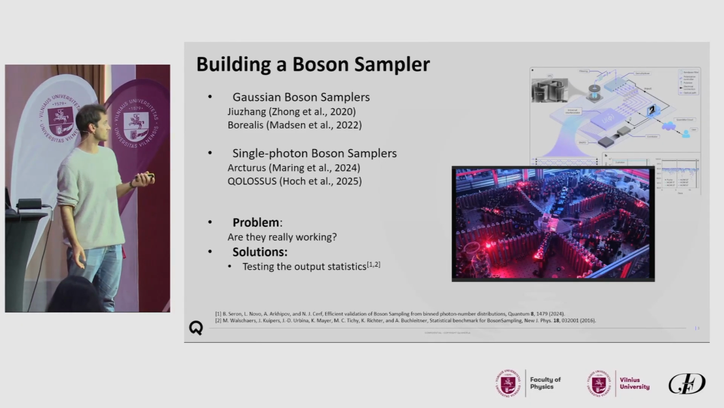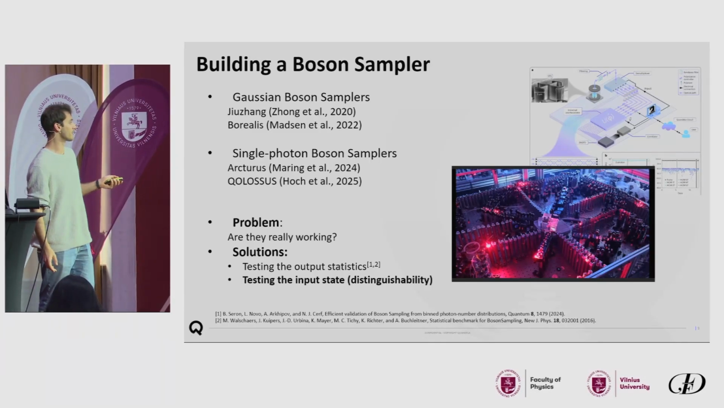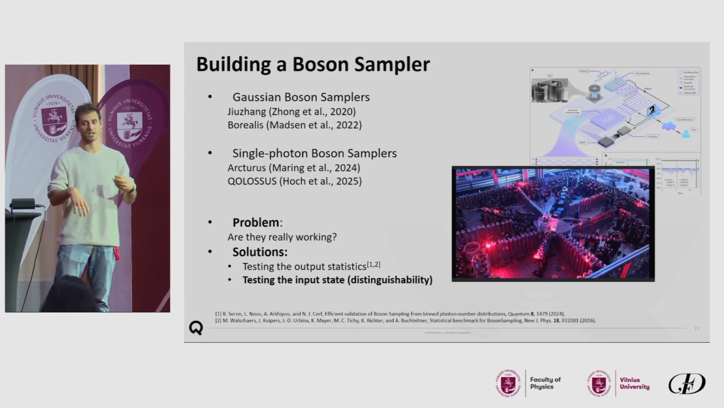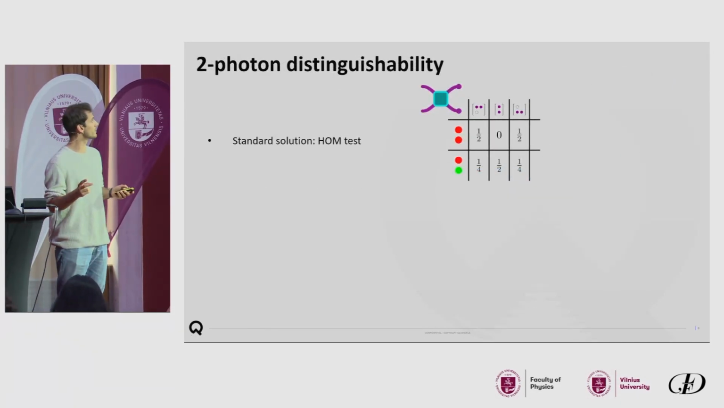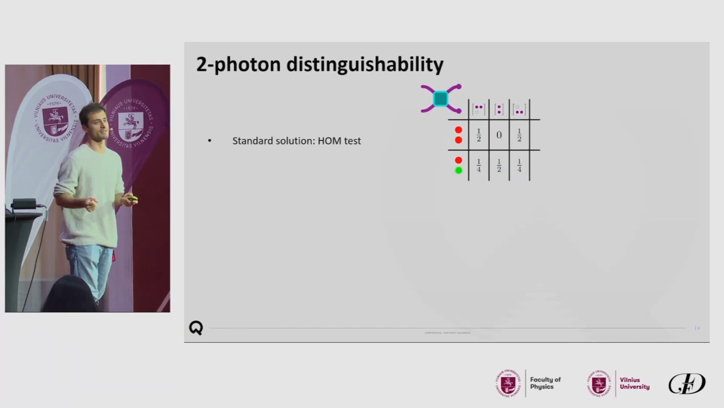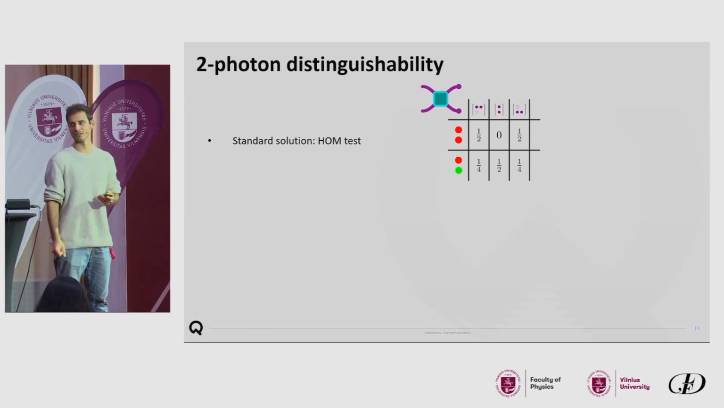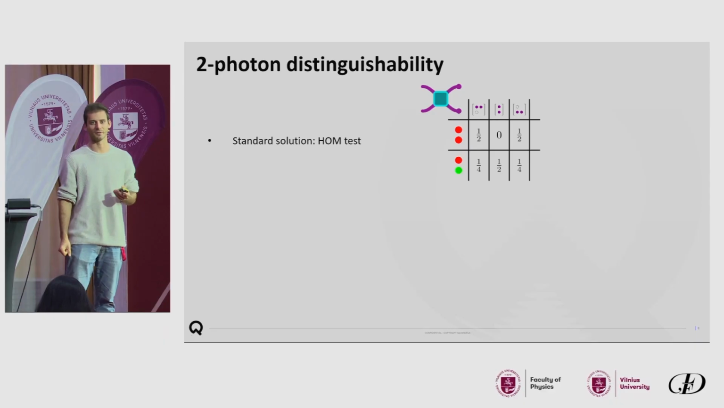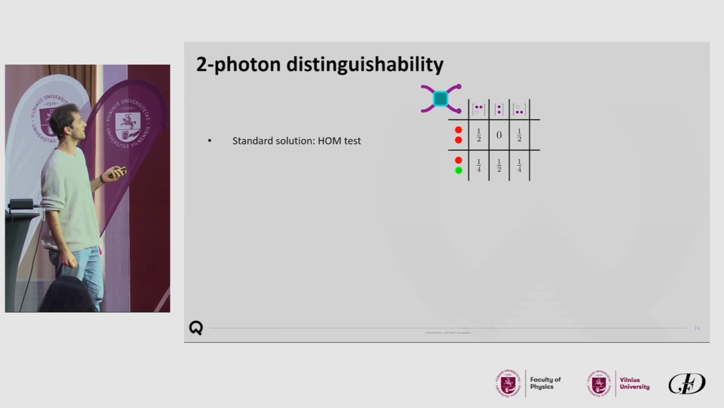There are a few ways to attack this problem, and what we'll be focusing on is a characterization of the interference behavior of the particles used in this kind of experiment. When only two photons are involved, the distinguishability problem has a very well-known solution with a classical interpretation. And Danilo did me the favor of introducing the problem very well. It relies on witnessing the HOM effect, the Hong-Ou-Mandel effect.